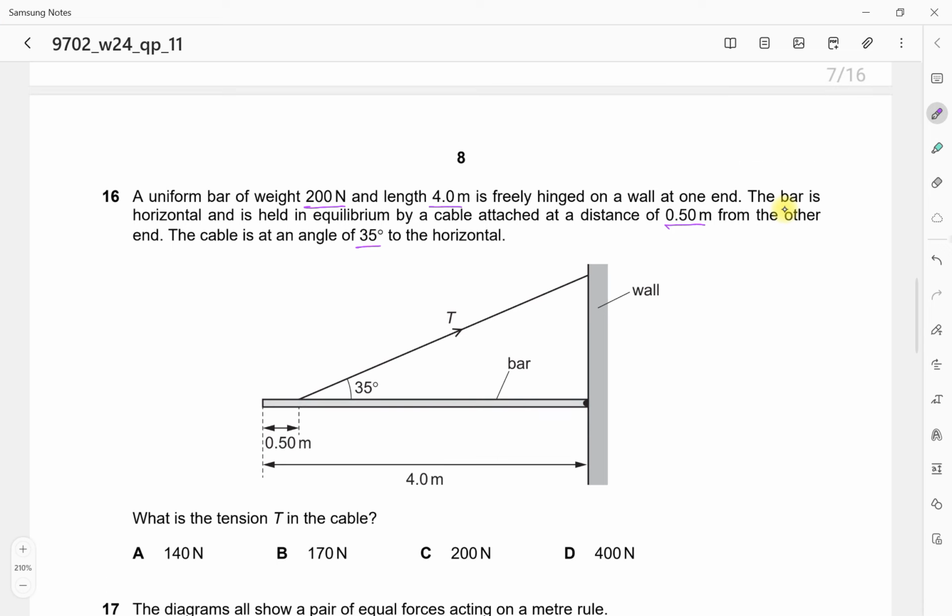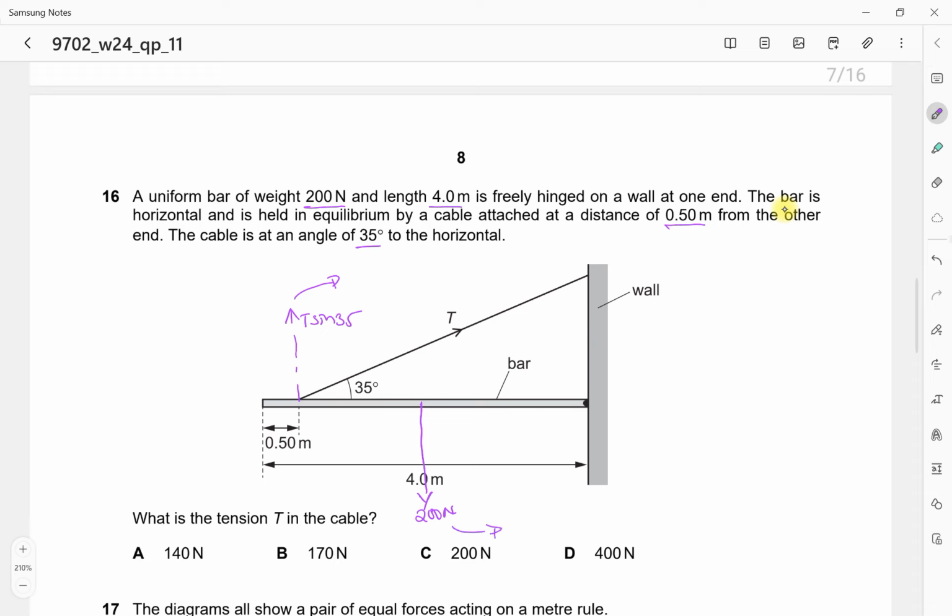The easiest way to do this is, because it's uniform, its weight acts at the midpoint. So the weight should be somewhere here. It is 200 newtons, so I'll put here 200 newtons. That's the weight of the bar. And I'm going to resolve the tension in the vertical so that it's easier for me to find the distance. So the tension resolved to the vertical will be T sine 35. T sine 35 is going to cause a moment in that direction, which is clockwise, and the weight of the bar is going to cause a moment in that direction, which is anti-clockwise.